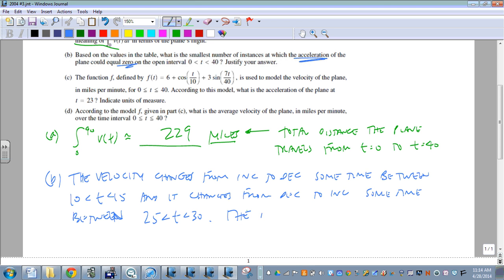The acceleration of the plane must be 0 at least twice.